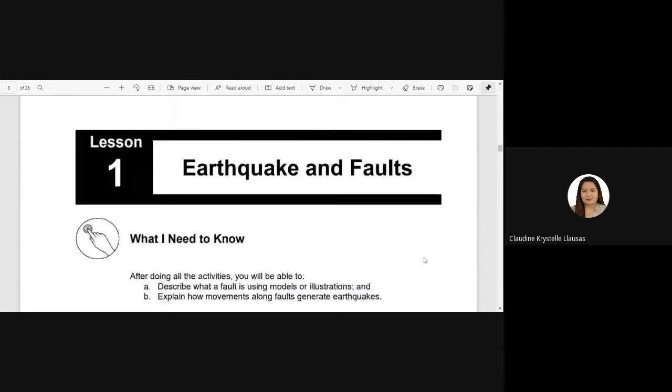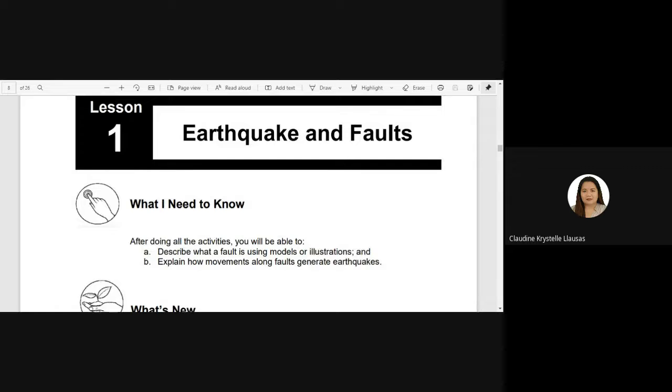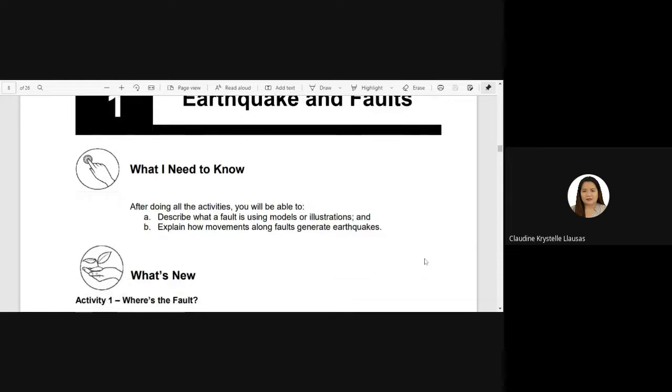So, okay. We're now on earthquake and faults. So, what you need to know is that after doing all the activities, you will be able to, number one, describe what a fault is using some models and illustrations. And second is you need to explain how movements along faults generate earthquakes. So in other words, earthquake and faults work hand in hand. Kung walay fault, walay earthquake.